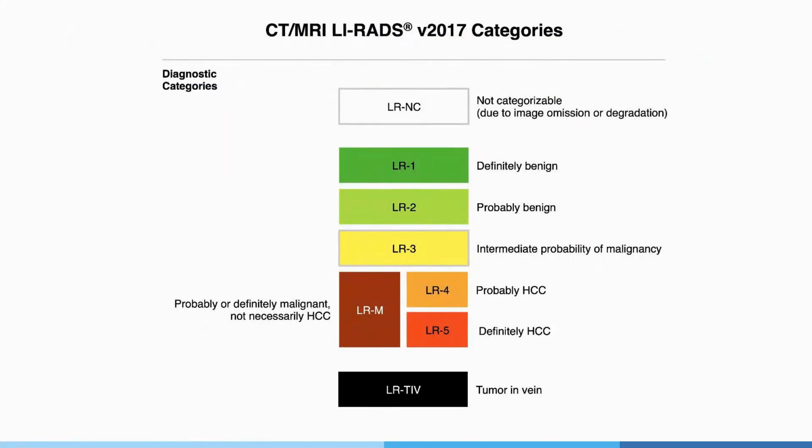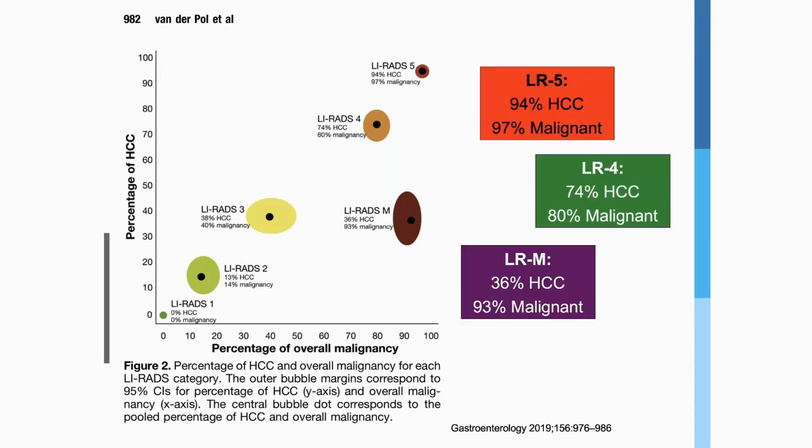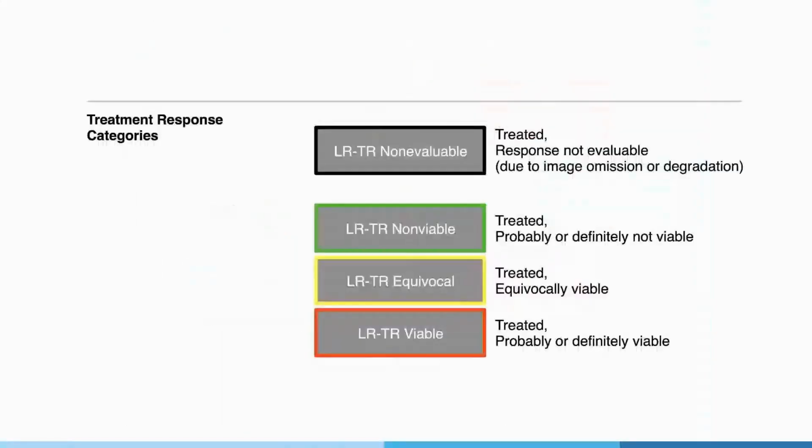So at this point, this crowd is already very familiar with the diagnostic categories, going from green to red with increasing probability of HCC. And we now know that we can assign certain levels of specificity to each one of these categories. The corresponding treatment response categories are also labeled from green to red, red being viable, meaning that there's treated but probably or definitely viable disease in the HCC or tumor that you're investigating.